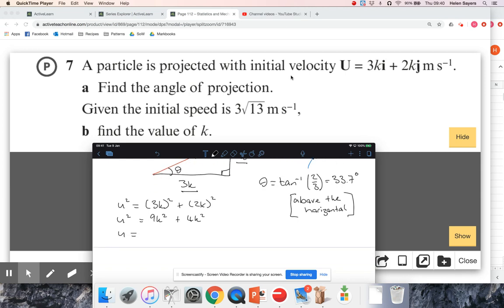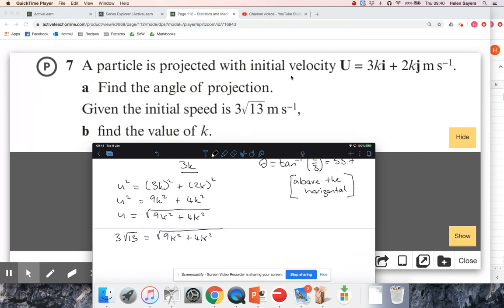So let's write all this out with separate stages. So u is this, and be really careful, you can't just square root each of those independently, don't fall into that trap. So 3√13 is the square root of 9k squared plus 4k squared. The best way to deal with that, I would say, is just to square both sides, because that's what's making it look really awkward at the moment.